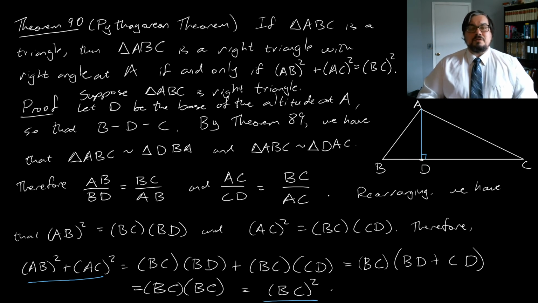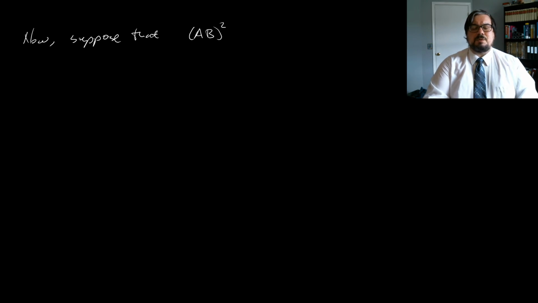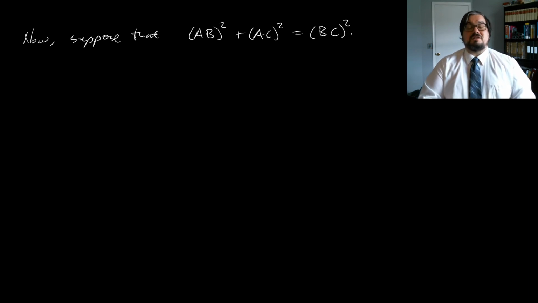Let's go the other way now. So now, suppose that we know that AB squared plus AC squared equals BC squared. We're going to try to show that if this is the case, then the triangle ABC has to be a right triangle, and in fact has to have the right angle at A.